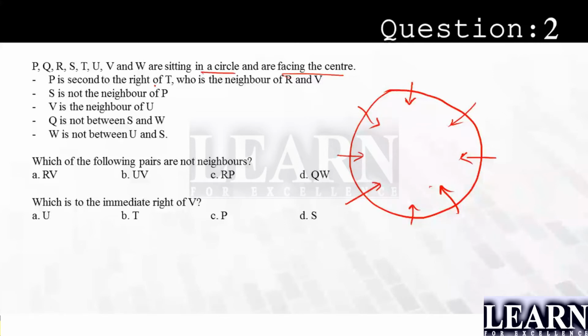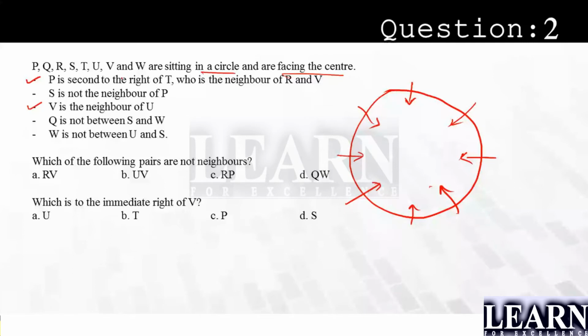S is not the neighbor of P. No, this is not a fixed one, so I'll not go with the second statement. V is the neighbor of U. Yes, that's fine. Q is not between S and W. That's not a fixed statement again. They have given a negative statement there. W is not between U and S. Again, that's the same thing. They have not given a fixed value. So I'll go with statements number 1 and 3 first, then we'll check the other conditions.